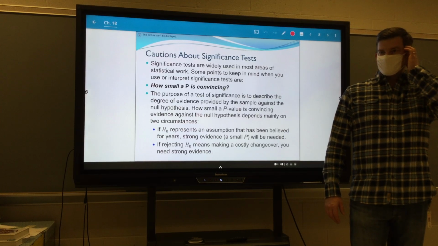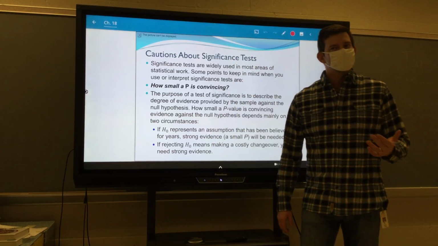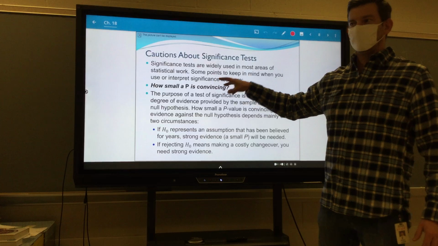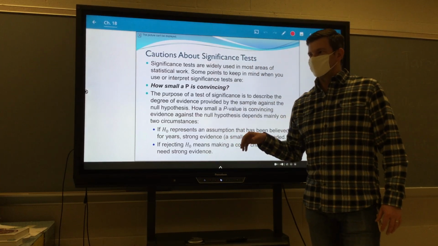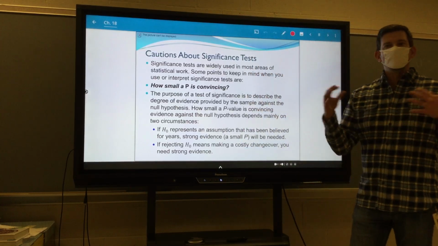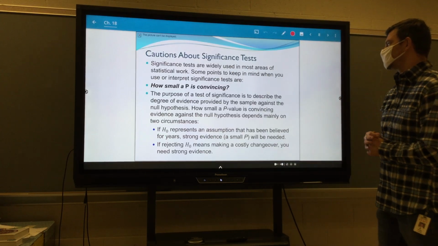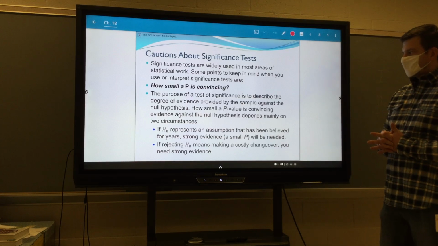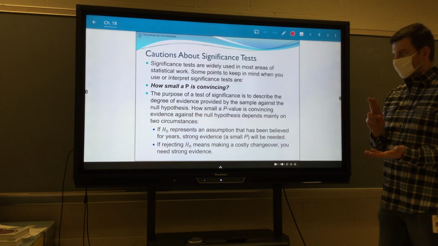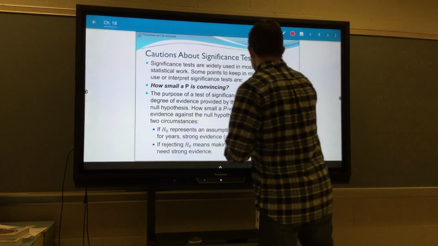Now, sometimes, because it's so clean cut, society has kind of developed an over-reliance on p-values and on statistical tests. There are still problems with that, and people kind of expanding on what they can believe based on that. Now, significance tests are widely used in most areas of statistical work. Some points to keep in mind when you use or interpret significance tests are how small of a p-value is convincing.